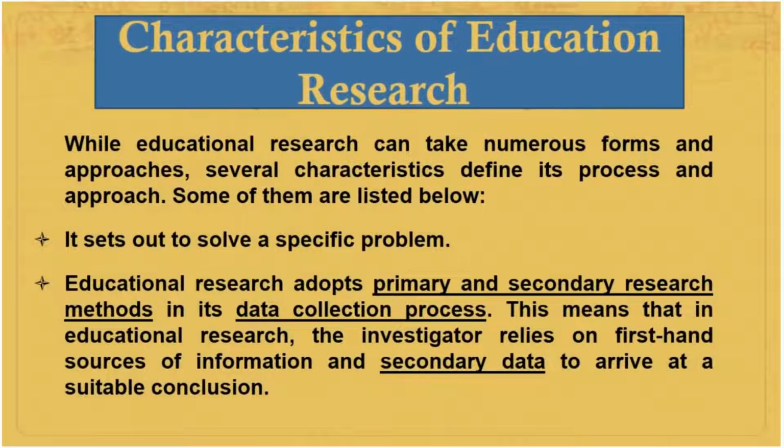Characteristics of educational research. While educational research can take numerous forms and approaches, several characteristics define its process and approach. Some of them are listed below. It sets out to solve a specific problem. Educational research adopts primary and secondary research methods in its data collection process. This means that in educational research, the investigator relies on first-hand sources of information and secondary data to arrive at a suitable conclusion.